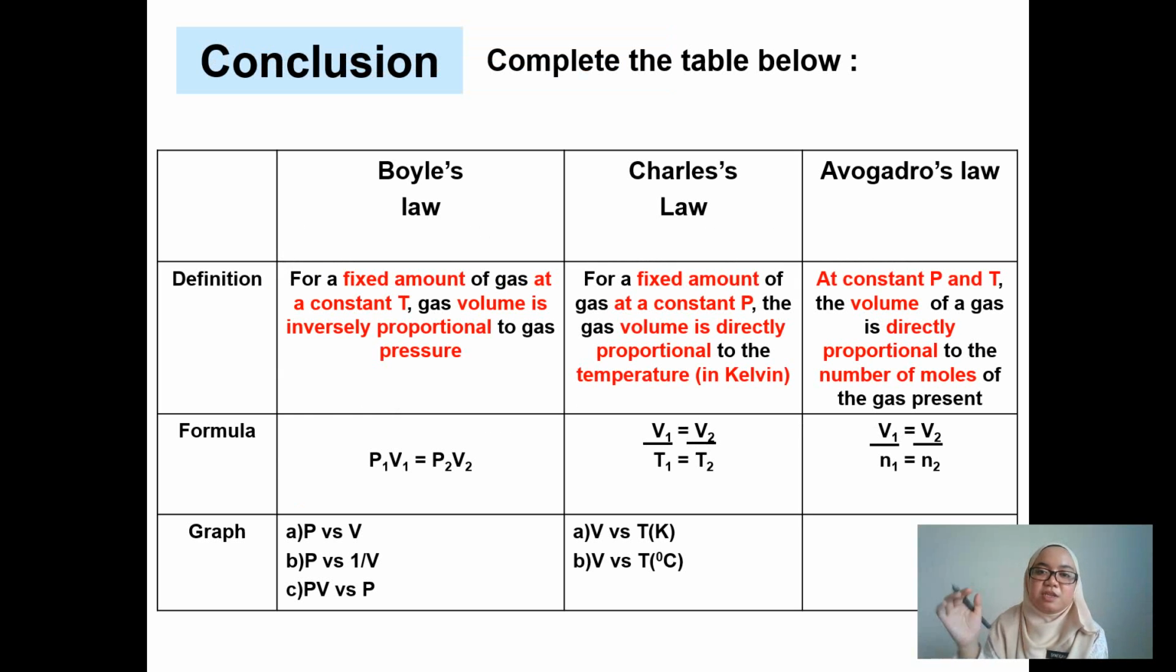Okay, more exercise. So this is the conclusion of what we have learned so far: Boyle's law, Charles' law, and Avogadro's law. For Boyle's law, the constants are the temperature and amount of gas. For Charles' law, the constants are the pressure and the amount of gas, and for Avogadro's law, the constants are pressure and temperature. Okay. The ones with a table and graph are just Boyle's law and Charles' law.